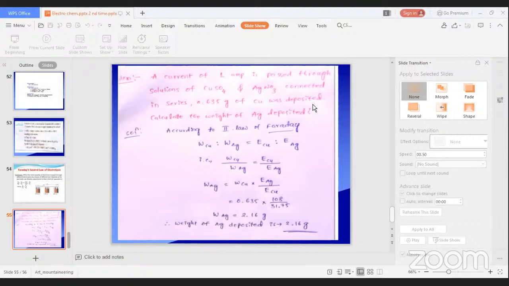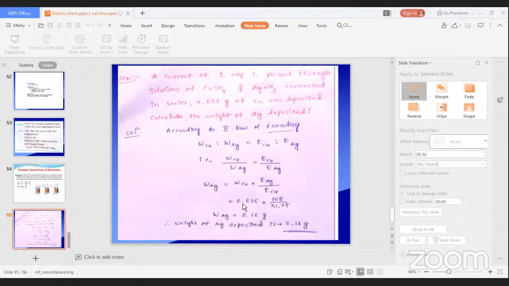0.6635 gram of the copper is depositing. Then calculate the silver. Simply W1 by E1 equal to W2 by E2. W1 of copper by W2 of silver equal to E of copper by E of silver. What values are given? Weight of the copper is given, equivalent weight of silver is given, equivalent weight of copper. We know these values. Simply we have to calculate the weight of the silver.